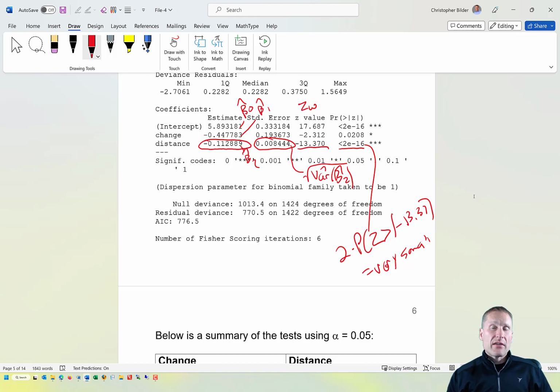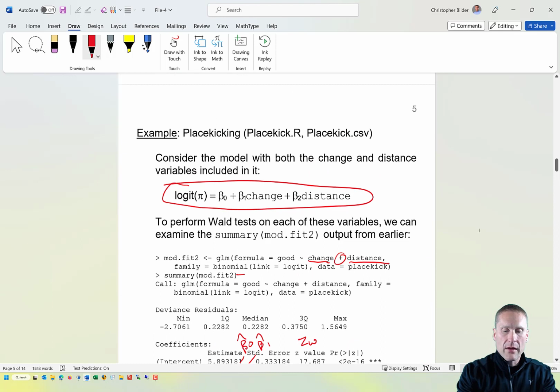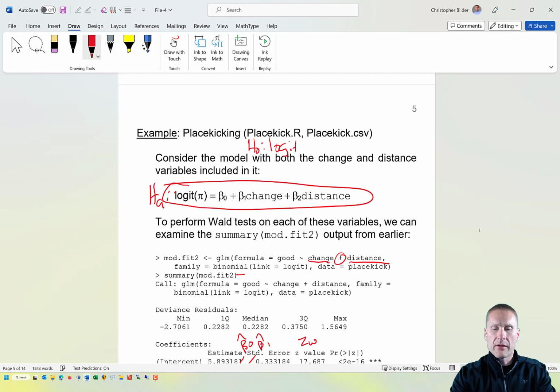Now note that this is also given that change is in the model, because think of what the null hypothesis model would be and the alternative hypothesis model. Let me just write this out. So this would be the alternative hypothesis model. The null hypothesis model, when we're testing distance, would be logit of pi is equal to beta 0 plus beta 1 times change. Okay?